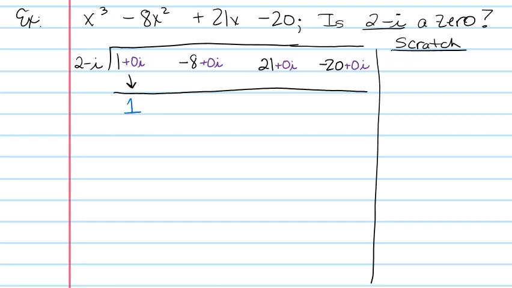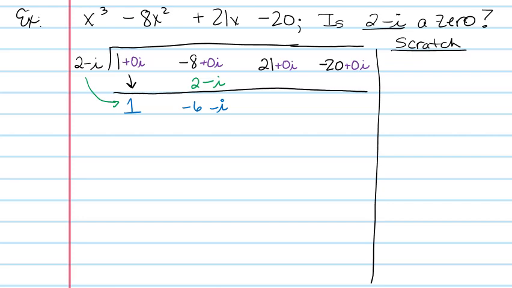Now the second step is I need to multiply the 2 minus i times 1. Well, anything times 1 is whatever it is. So 2 minus i times 1 is 2 minus i. And now here is where the imaginaries come into play. I get to combine the like terms here. So I'm going to have a minus i and a minus 6. So a negative 6 minus i is my next term.